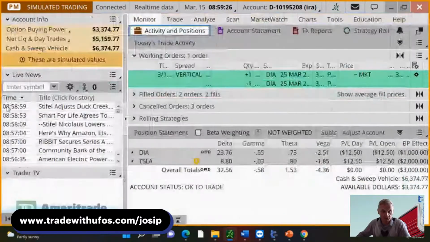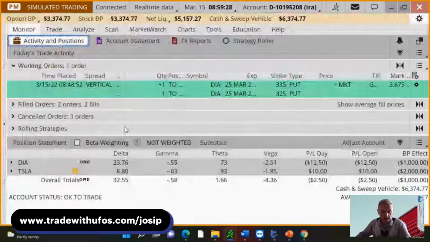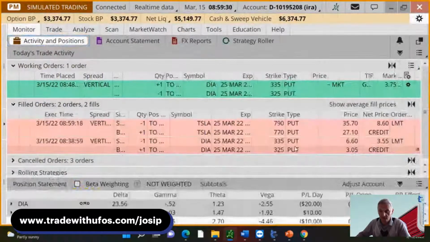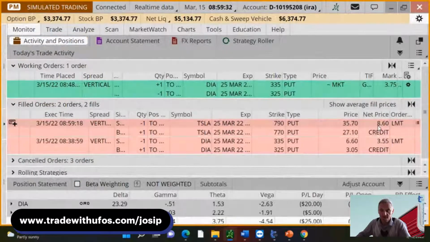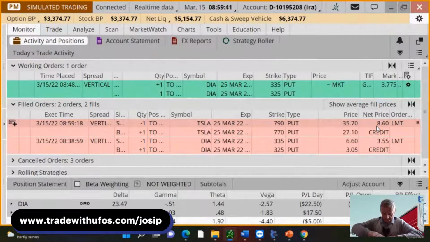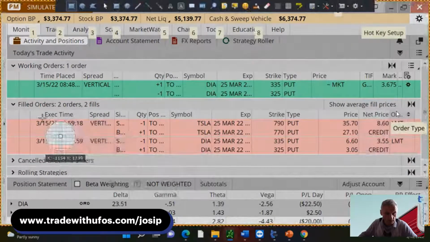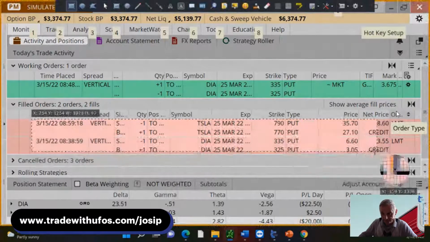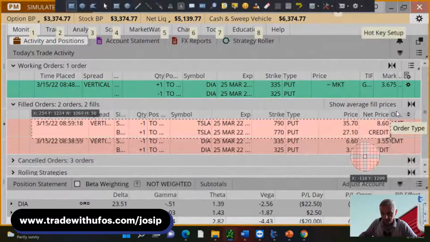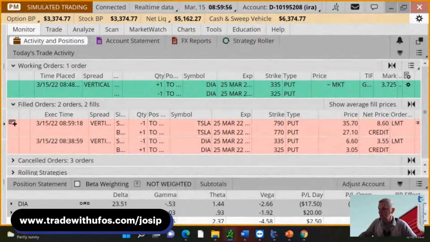I don't know if you notice here. I was willing to take 853, but they gave me 860, because the order says limit or better. You just can't sell for less than 853, and they gave me 860. So this is good. Now I'm going to take a snapshot of this, and I'm going to put it in that Word document.